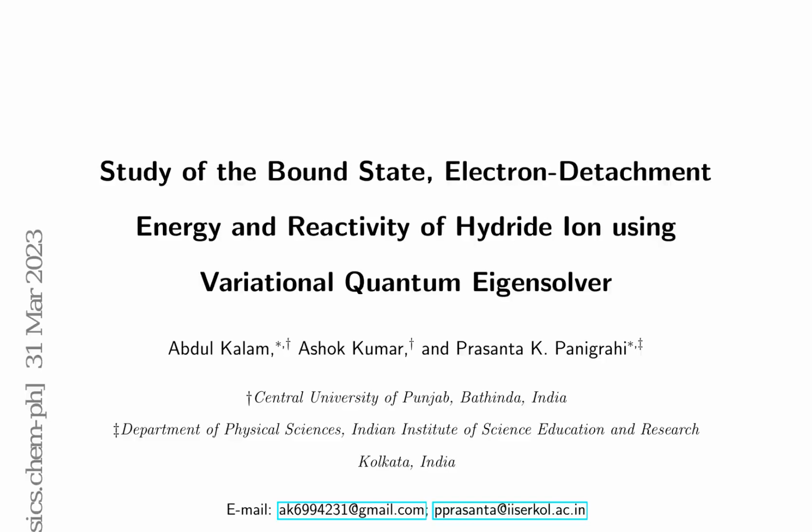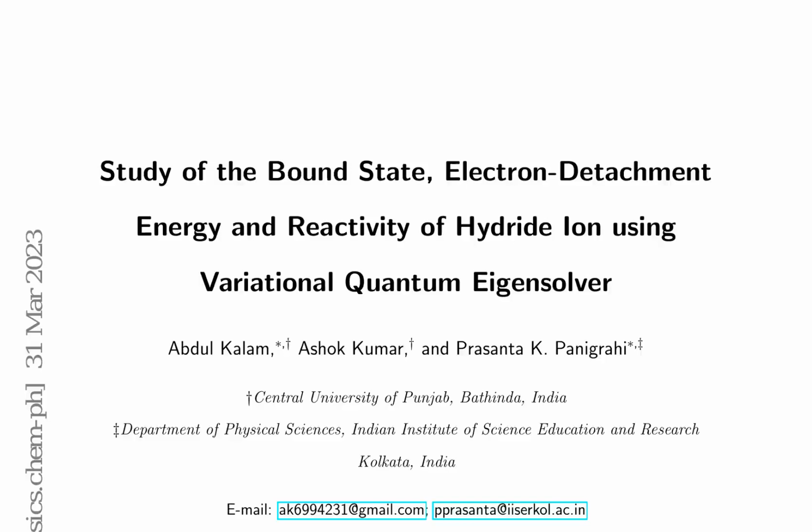The results obtained using the VQE algorithm are compared to the exact values calculated using the Chandrasekhar Wavefunction. The study's findings highlight the potential of the VQE algorithm for accurately predicting the ground state and single electron detachment energy of the hydride ion. The results also demonstrate the versatility of the VQE algorithm in capturing the electronic structure of molecules using different ansatz.